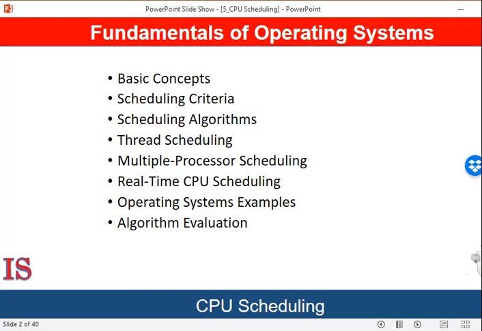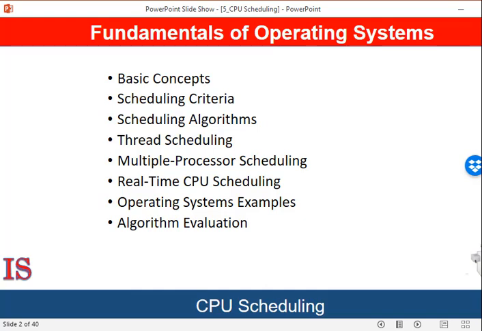In a simple computer system, the CPU then just sits idle, waiting for that input-output to complete. All this waiting time is wasted. No useful work is accomplished. Now that doesn't sound efficient. With multi-programming, we try to use this time productively. The objective of multi-programming is to have some process running always to maximize CPU utilization.